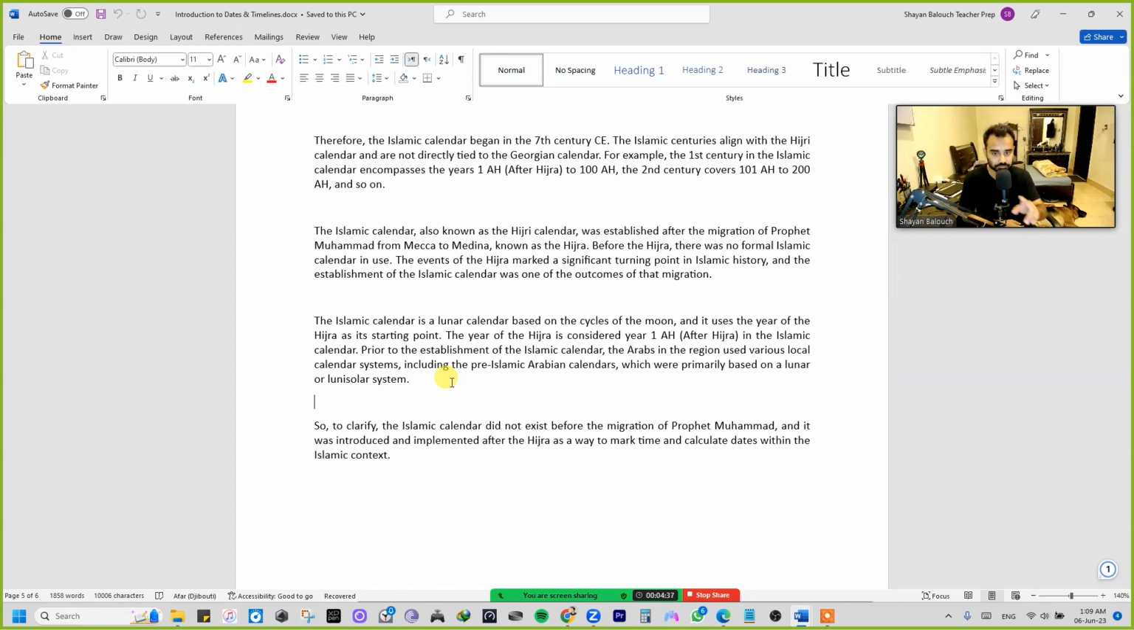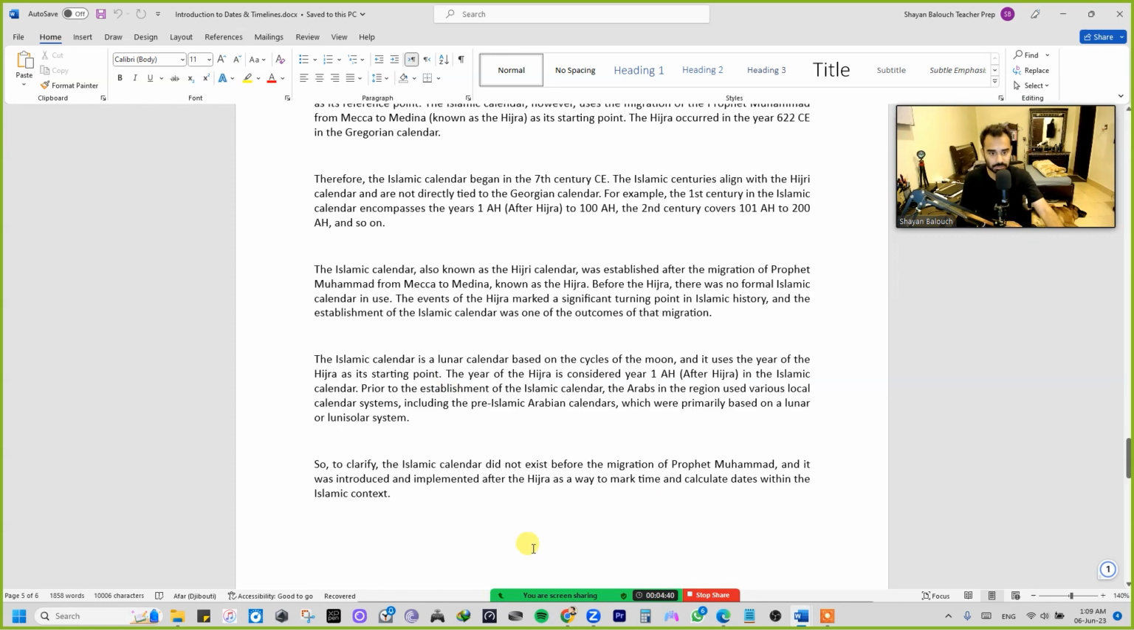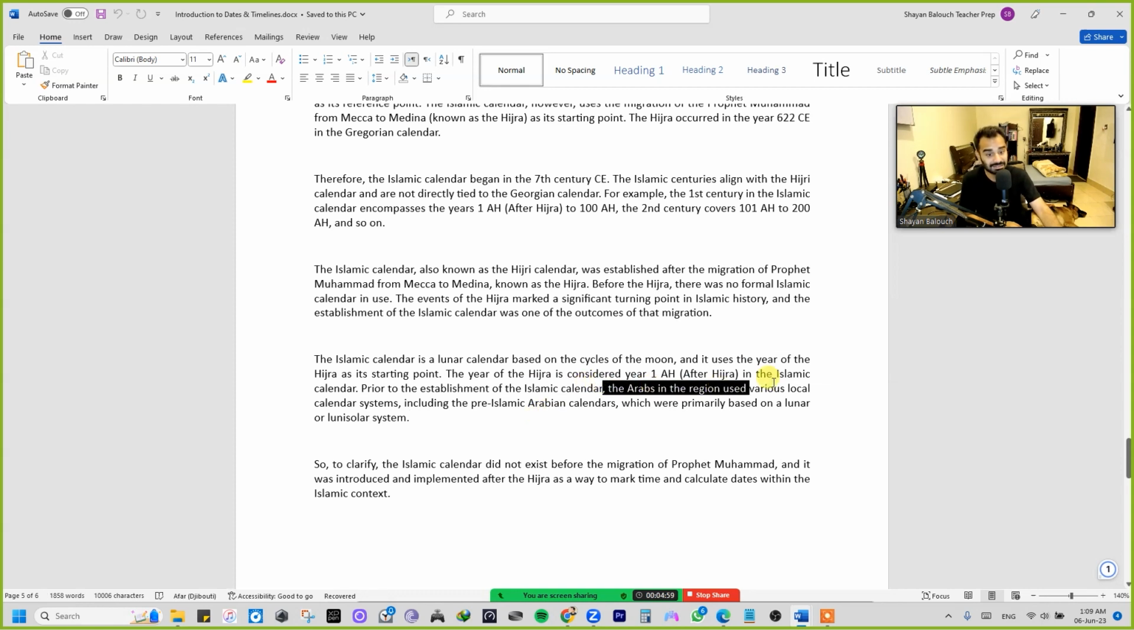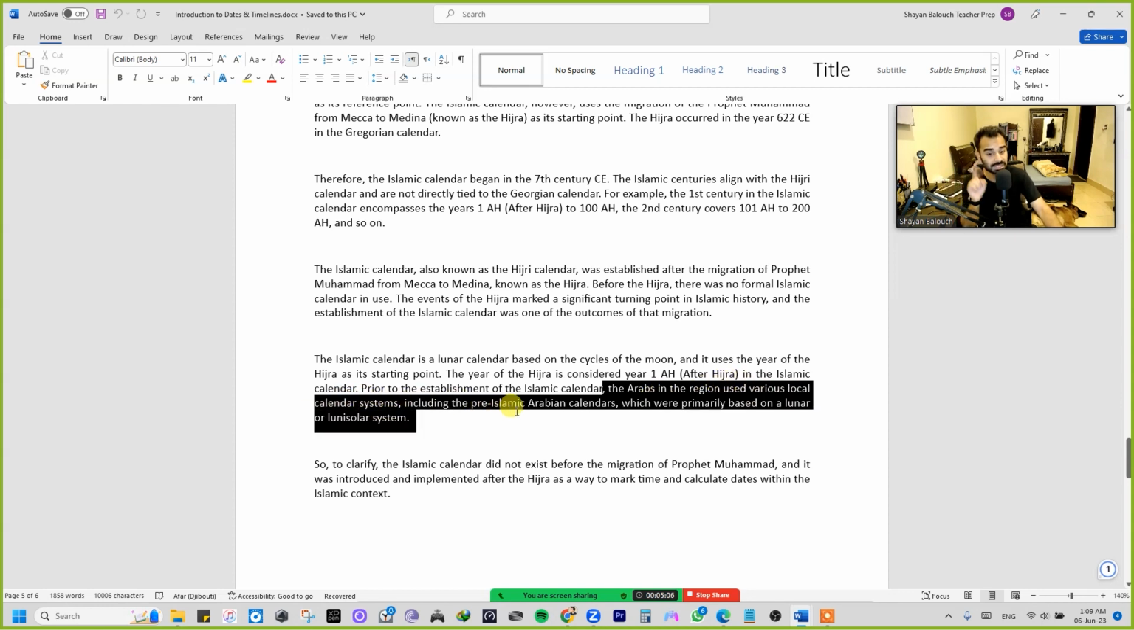Now see guys, I've already discussed in the previous paragraph that there was no formal Islamic calendar in use, okay? And over here it says that prior to the establishment of the Hijri calendar, the Arabs in the region, because we're talking about Saudi Arabia, the Arabian Peninsula, used various local calendar systems, including the pre-Islamic Arabian calendars, which were primarily based on the lunar or lunisolar system.